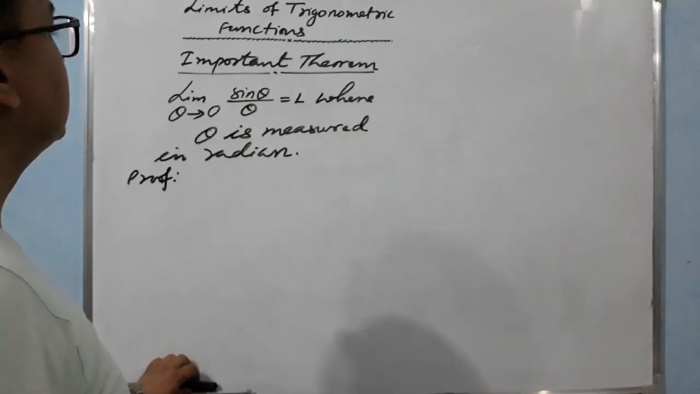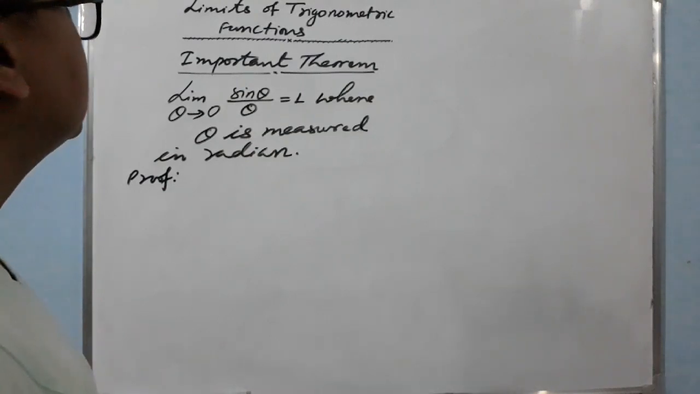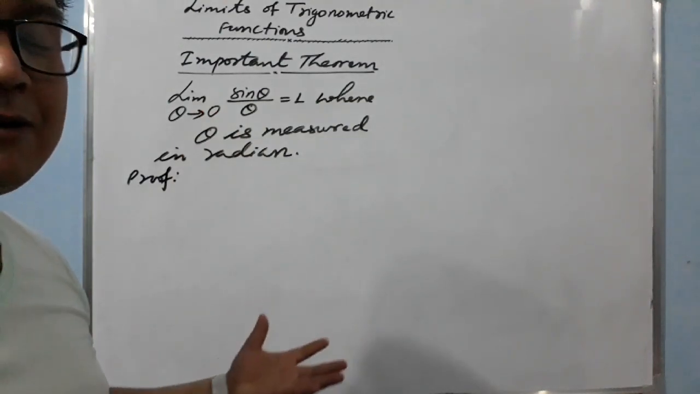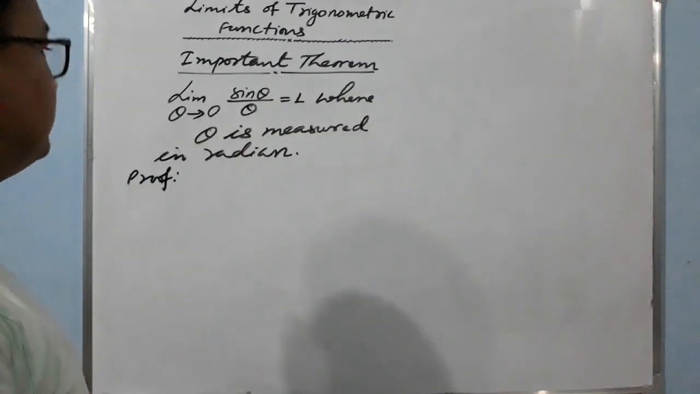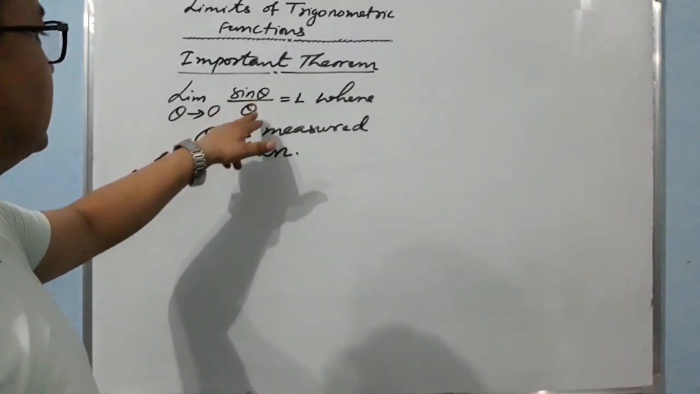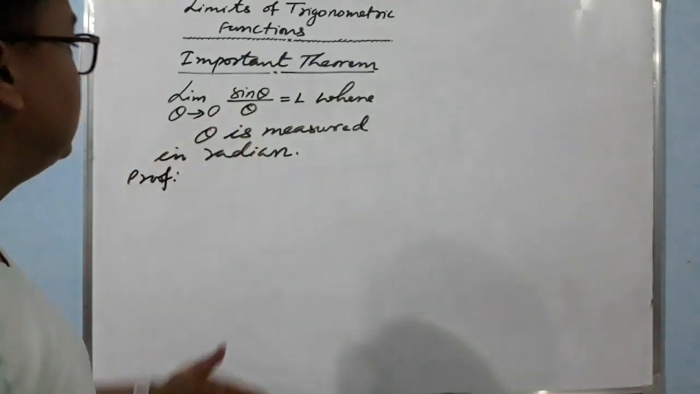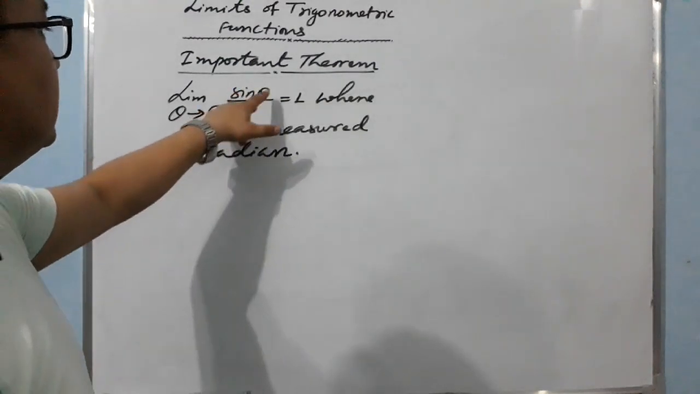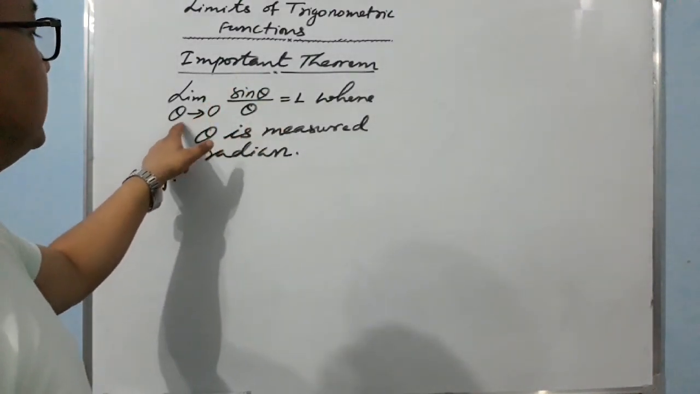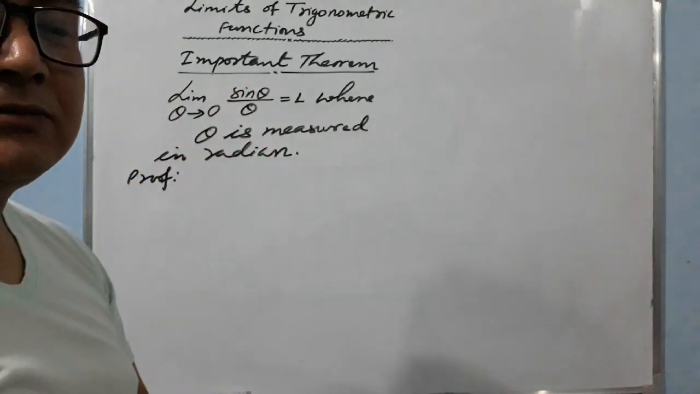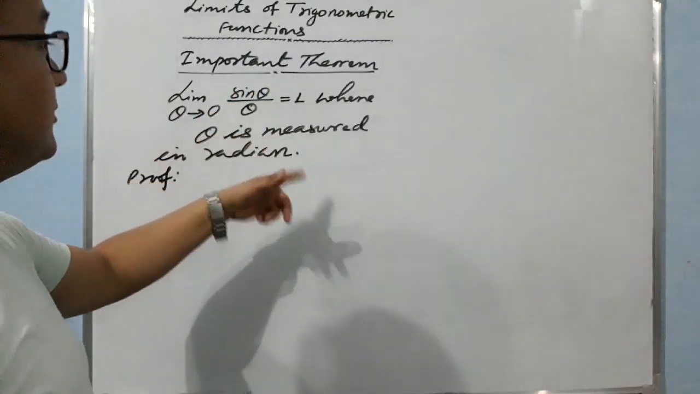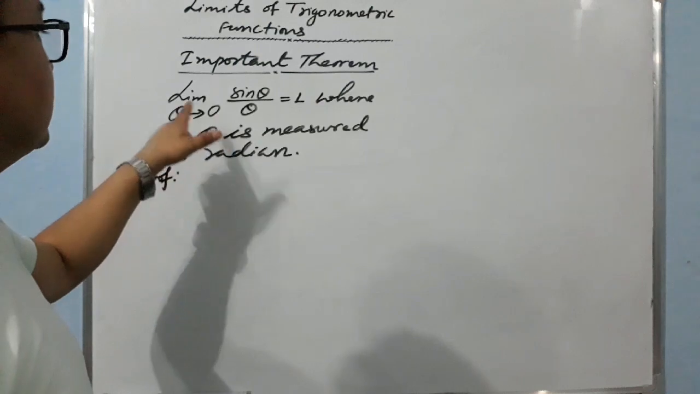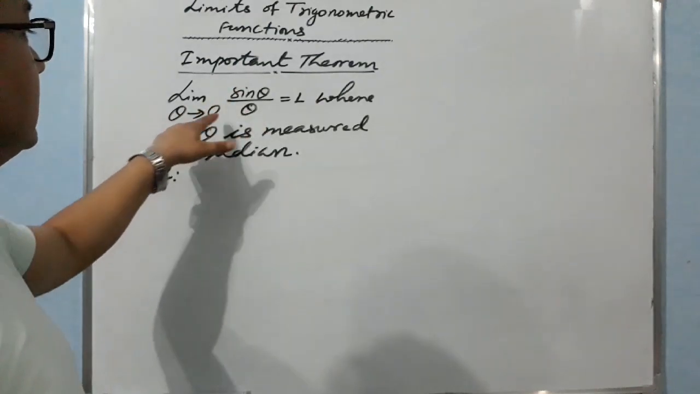Now I'm going to tell you a very important theorem in limits of trigonometric functions. Without this theorem, your limits of trigonometric functions is almost incomplete, impossible, you can say. The limit of sine theta over theta when theta tends to 0 is equal to 1. This function is in indeterminate form: when theta tends to 0, sine theta tends to 0 and theta tends to 0, which means 0 upon 0. Today we have to prove that the limit of this function is equal to 1.